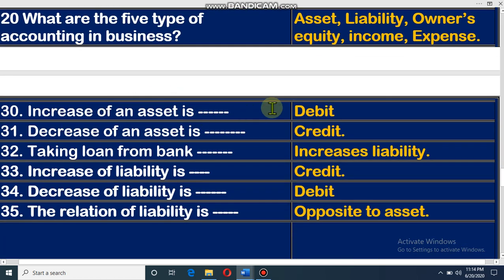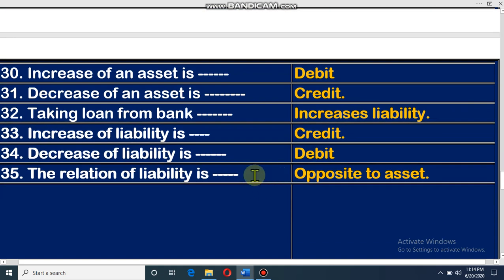Increase in asset is debit. Dear student, under the double entry system, you know that we have to make debit and credit. So if asset increases, then it is debit. If asset decreases, then it is credit. If we take a loan from the bank, then liability increases because you have to pay this amount later on. Increase of liability is credit and decrease of liability is debit. That means if liability increases, it is credit. If liability decreases, it is debit.